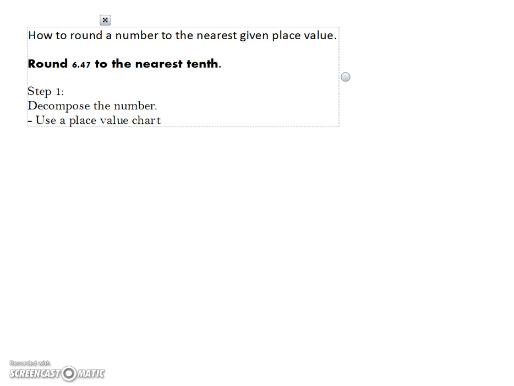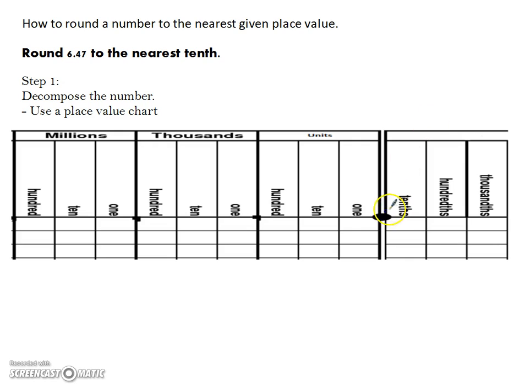You will need to use a place value chart that you already have, or you can draw yourself one. The first thing that you're going to need to do is place your value on the place value chart. The 6 is in the 1 spot, so I'm going to draw a 6. Then I have my decimal point. Then the 4 is in the tenths place, and the 7 is in the hundredths place.